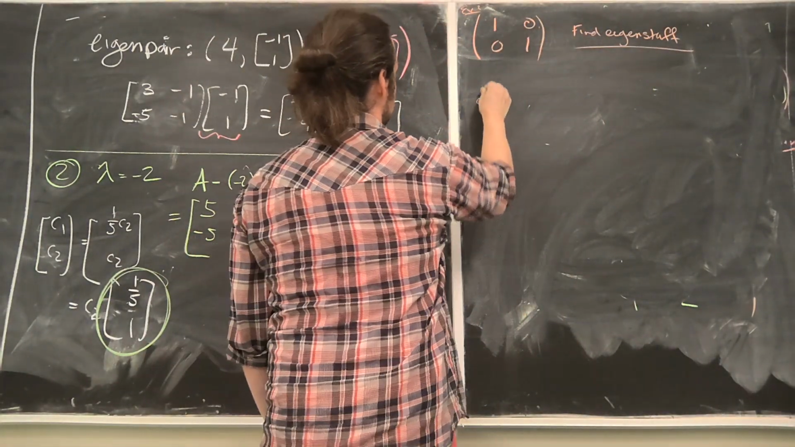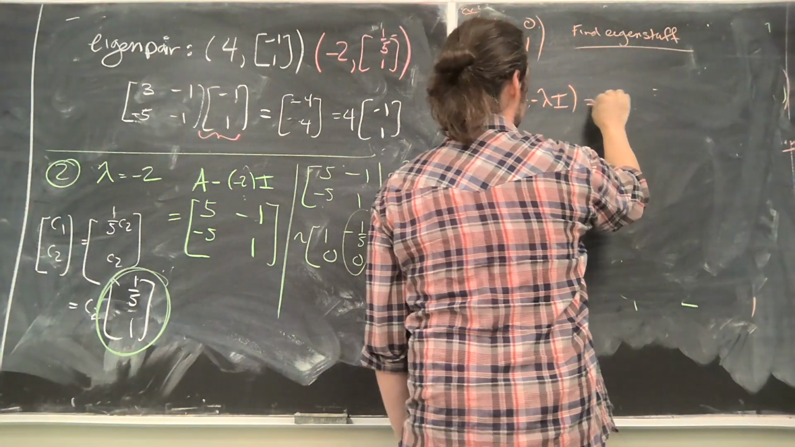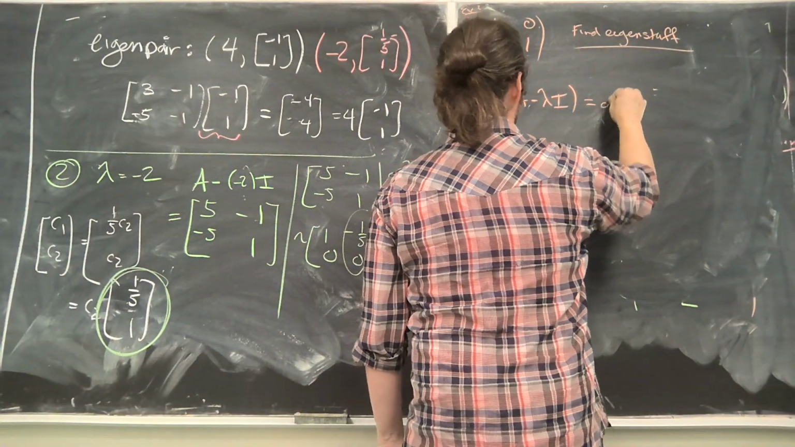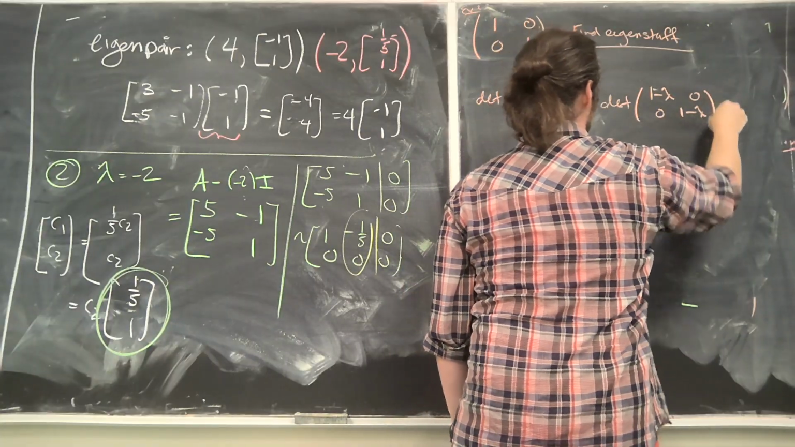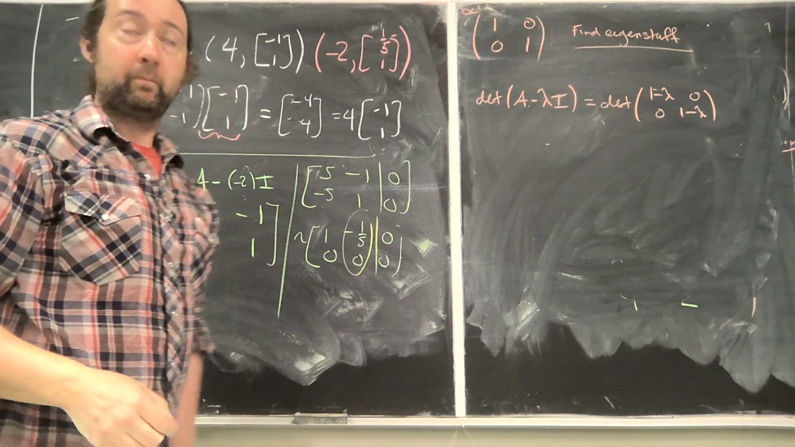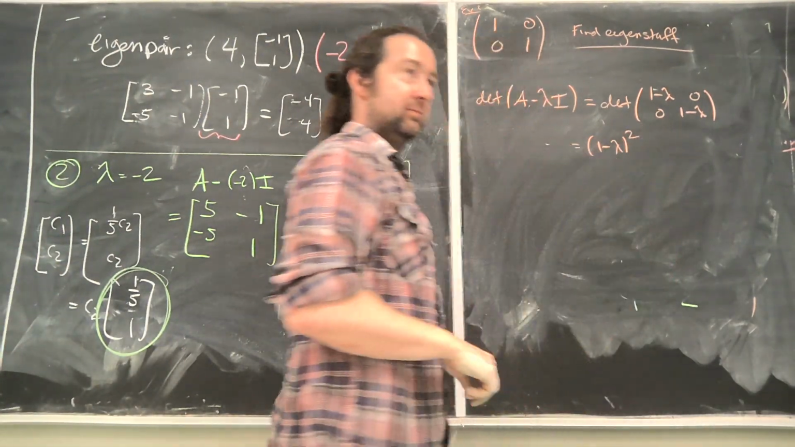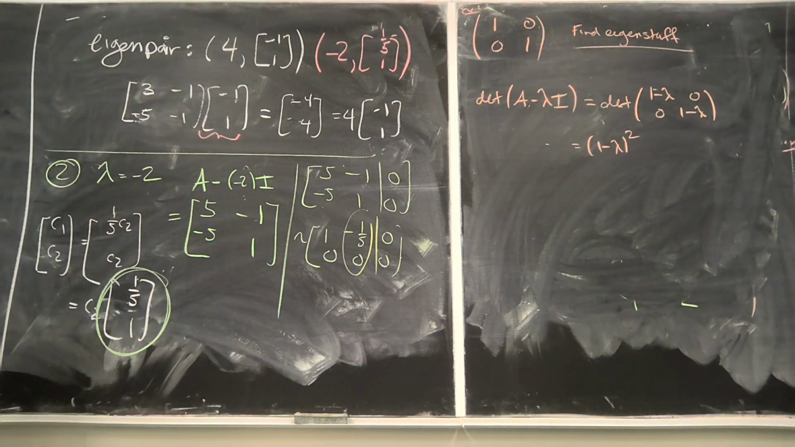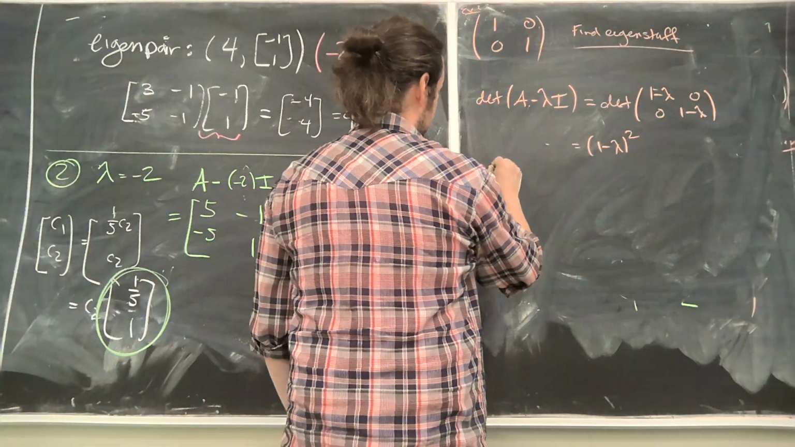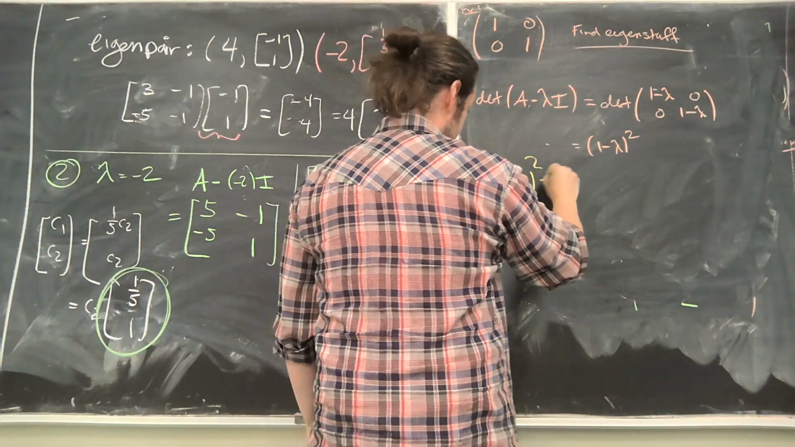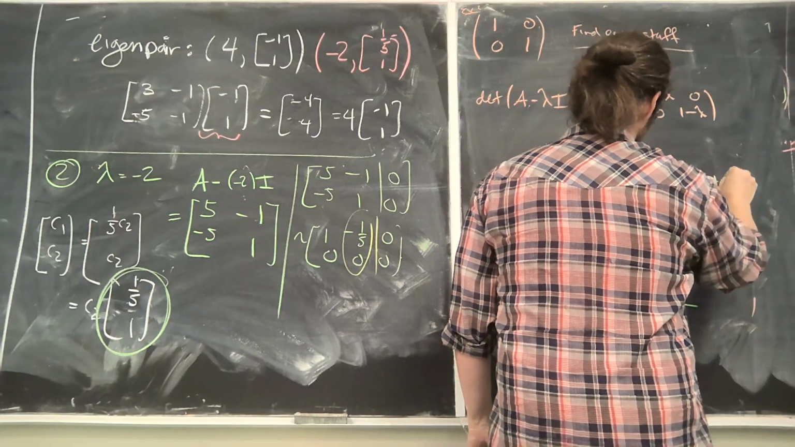Okay, so the determinant of A minus lambda I is equal to the determinant of 1 minus lambda, 0, 0, 1 minus lambda, which is equal to 1 minus lambda squared. So it's possible for eigenvalues to repeat themselves. This is 2 repetitions. So 1 minus lambda squared is equal to 0 if lambda is equal to 1 with multiplicity 2.